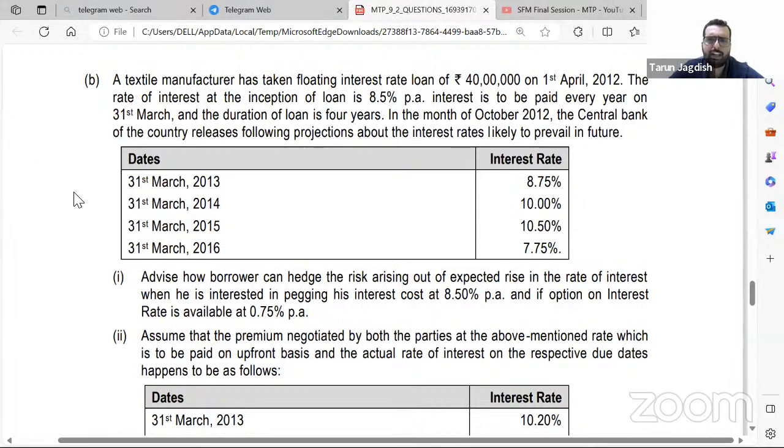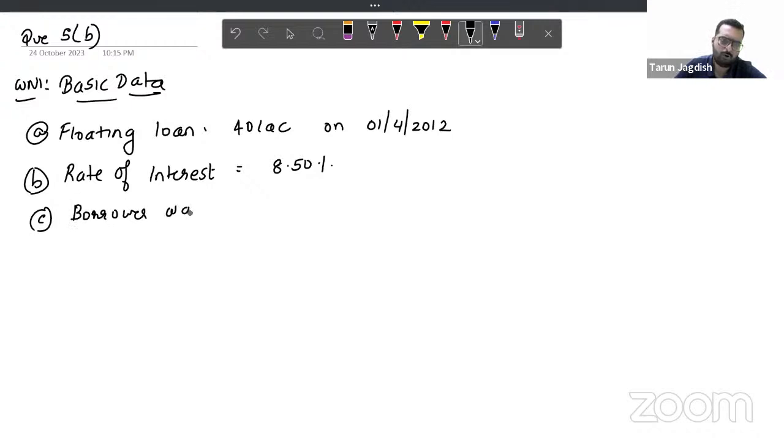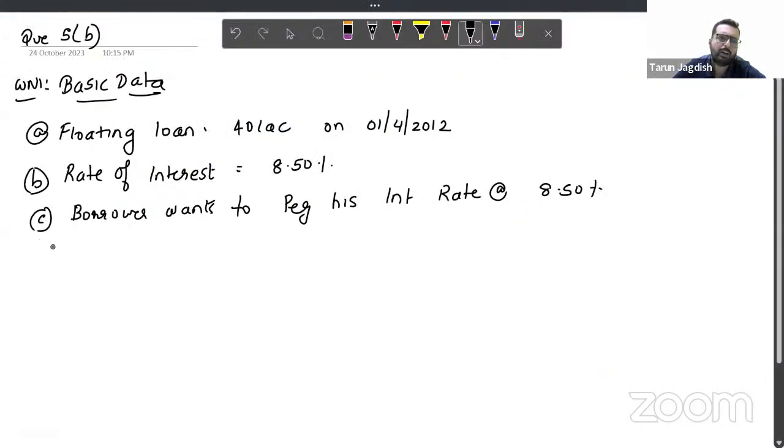Advise the borrower how he can hedge the risk arising out of the expected rise in the rate of interest when he is interested in pegging his interest cost at 8.5%. So the borrower wants to peg his interest rate at how much percentage? At the rate of 8.5%. If an option on interest rate is available at 0.75, that is the premium. So once you pay the premium, what will you do in order to peg the interest rate?